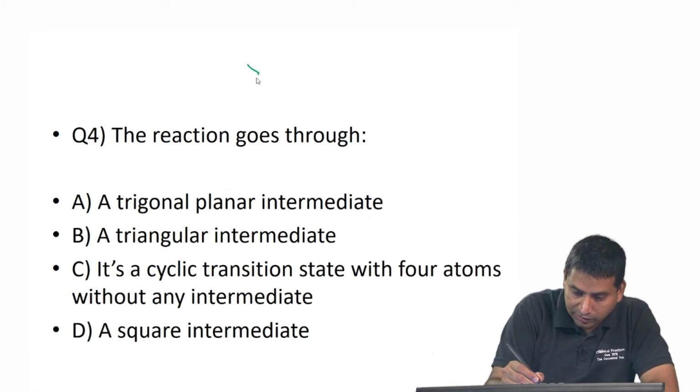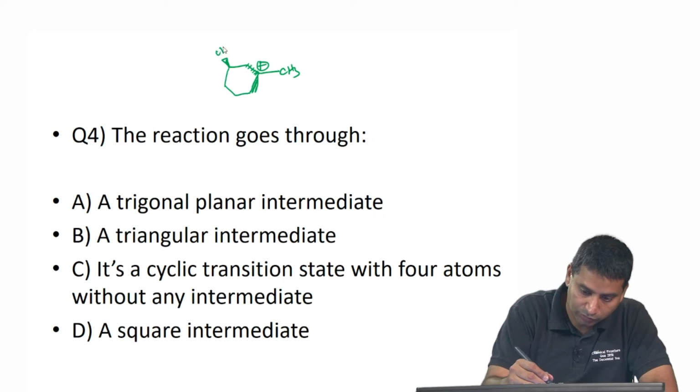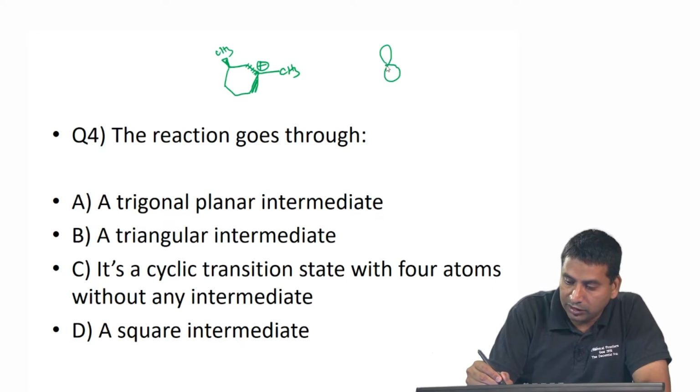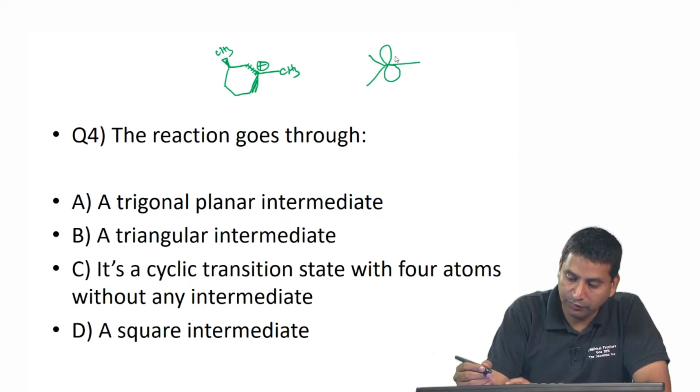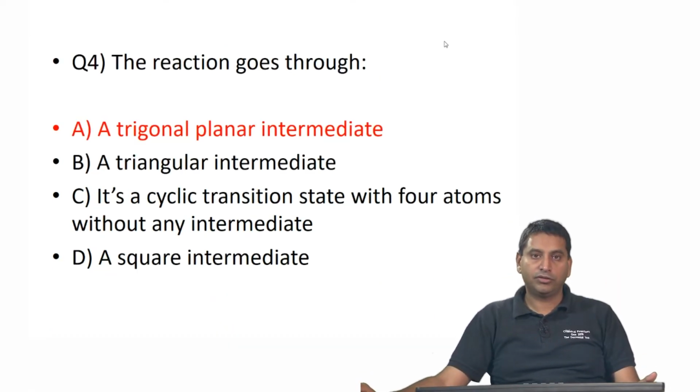So the major intermediate that we looked at had a positive charge on it, a methyl group and the cyclohexane. Okay. So remember that we had drawn this with some stereochemistry involved here, and the methyl group was on top. So if I ignore the rest of the molecule, this is going to be a planar molecule with an empty p orbital. Therefore, this would be a trigonal planar intermediate. Okay. So once you are sure about this, you do not need to worry about the other choices.